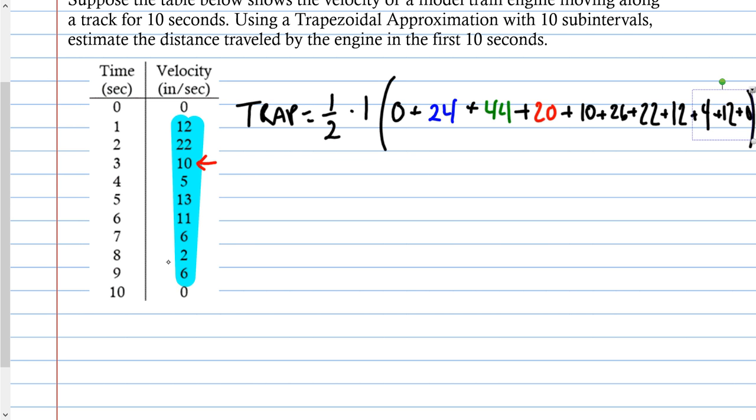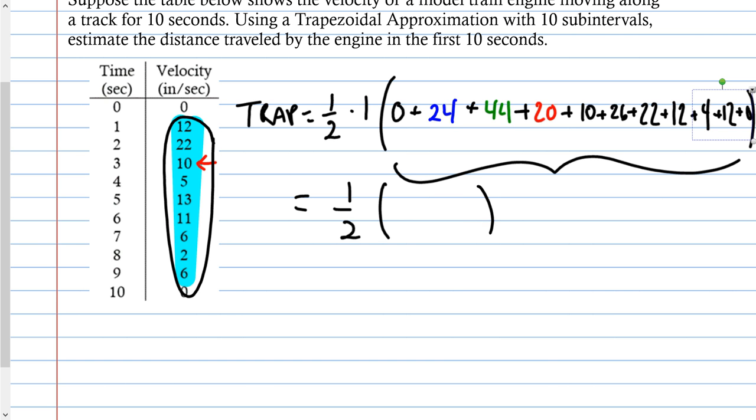And all of these highlighted numbers, I just made sure that I doubled all of them except for the 0 on top and 0 on the bottom. Not that you could possibly double that anyway. So then we have 1/2 times all of this, whatever that is. So I got 174, and then half of that is 87. So that's the distance traveled by the model train, was it? 87 inches.